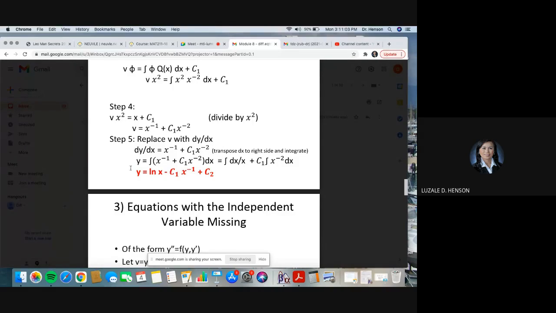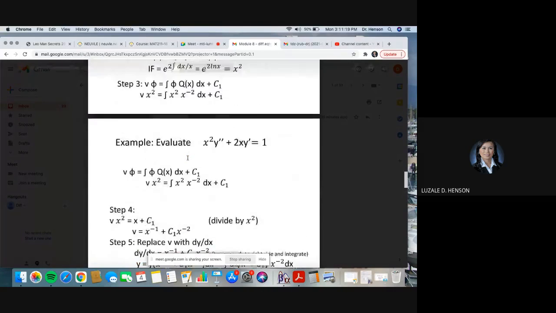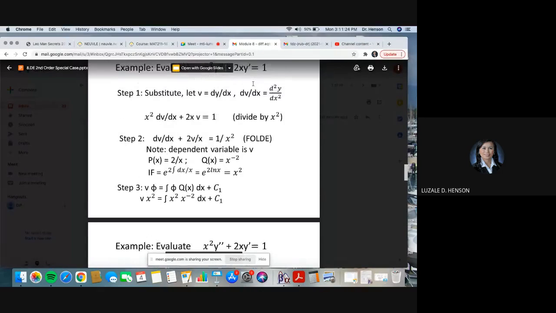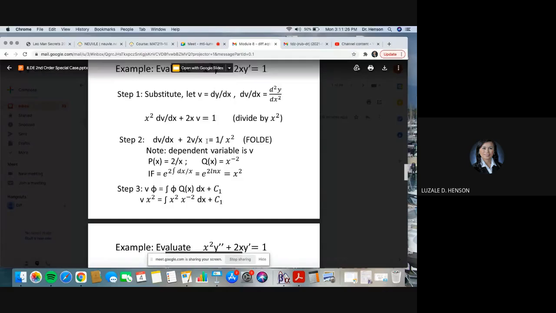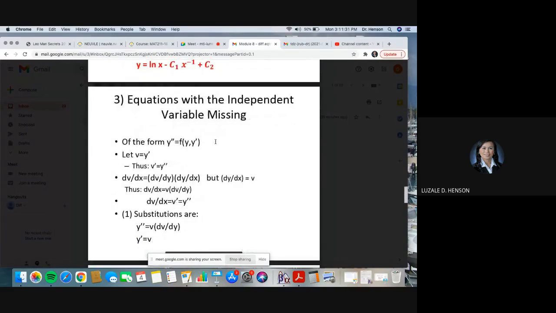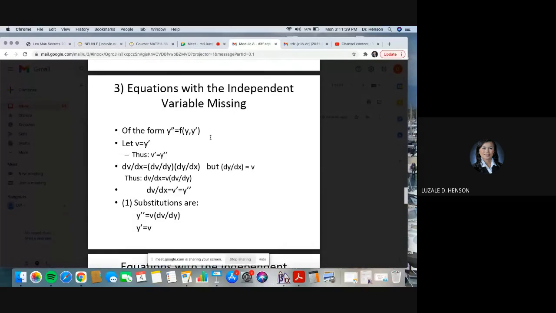So the integral of dy is y. What is the integral of x to the negative 1? This is actually dx over x, right? So ln of x. I already explained that earlier. So that's it. If you can, at the early stage, you can identify that this is an integrable combination. Okay? Now, but not all will have an integrable combination class. Not all. So case 3, equations with independent variable missing.